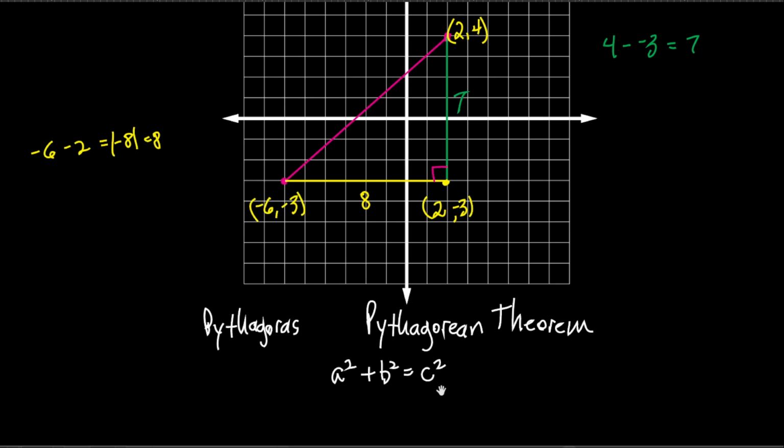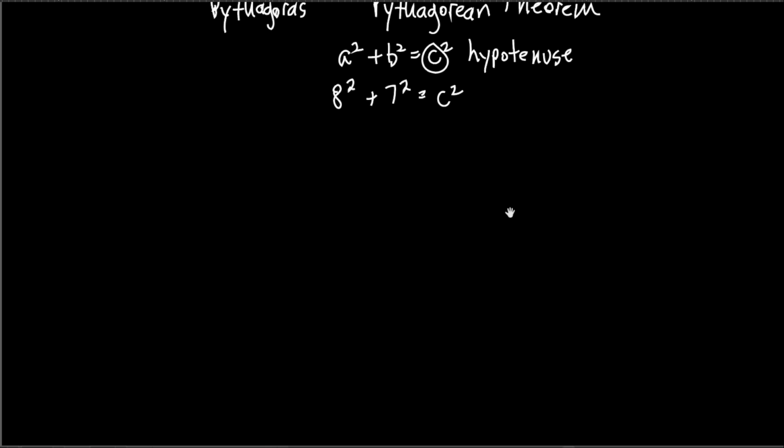So watch. A squared plus B squared equals C squared. The C always has to be the hypotenuse. Do you know what the hypotenuse is? It's the opposite side of the right angle, okay? So it's the pink one, right? So what we're doing is we're solving for C, all right? We'll call this one A, and we'll call this one B, and this one is C, all right? So what are we going to do? We're going to go 8 squared plus 7 squared equals C squared. So here's how we do this.